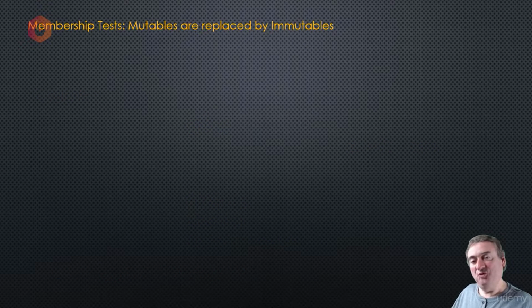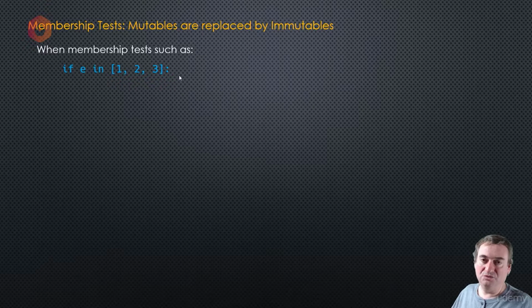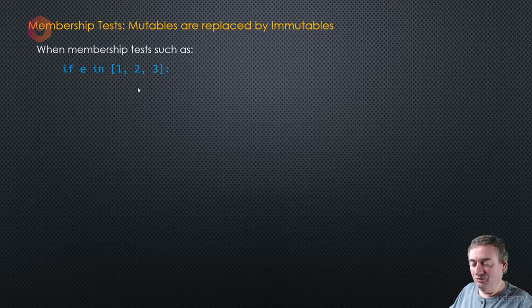Okay, the next type of peephole optimization we'll look at is membership tests. And what I mean by membership test is something like this: if e in this list 1, 2, 3. Now, this list is actually a constant. Yes, lists are mutable, but in this case, this is the code you wrote, the literal in your code. That is not going to change as your program is running. You don't change your actual Python code as the code is running.